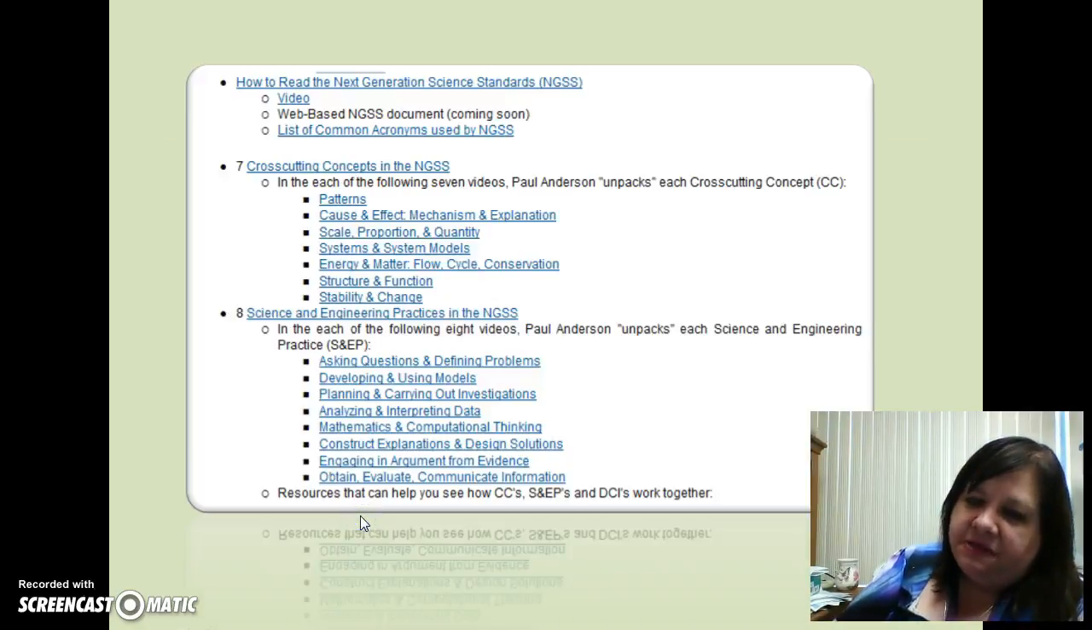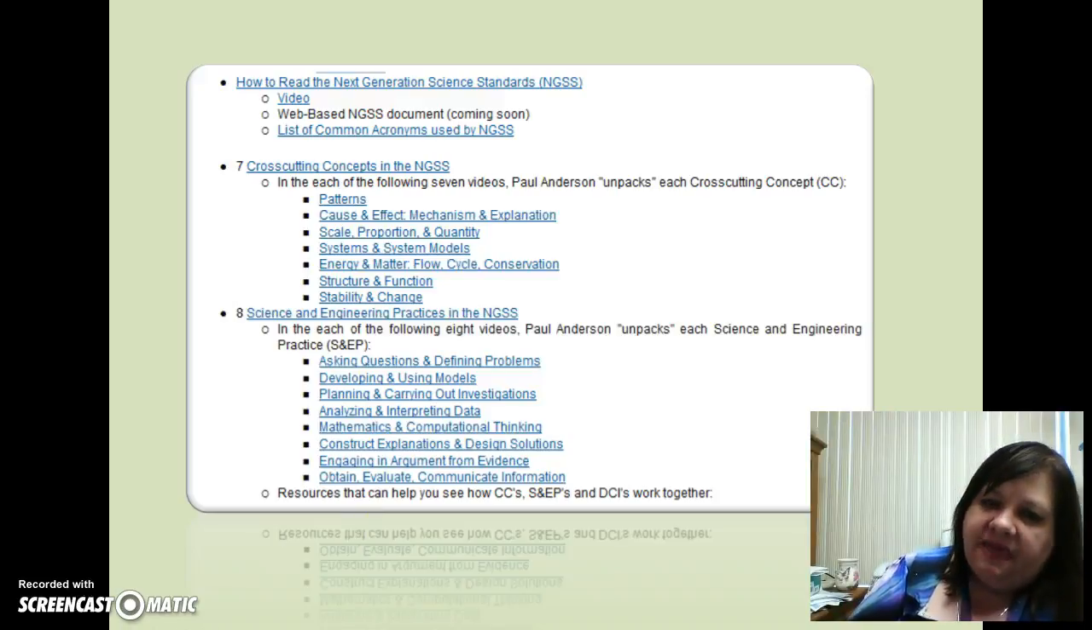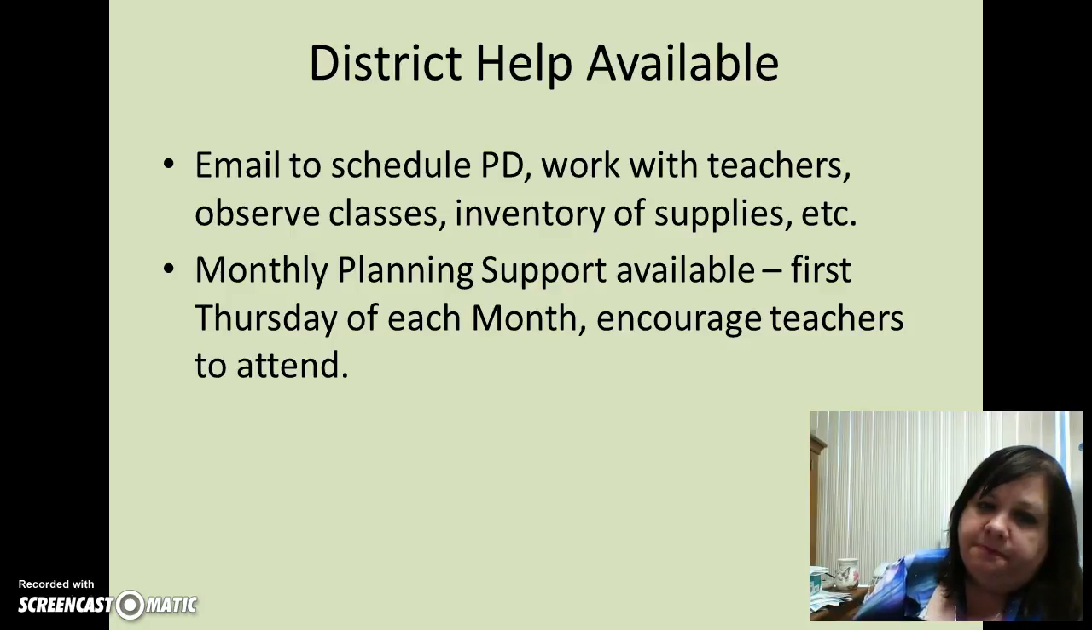And then there's this Lewis Center site, and what they've done is they've taken all the parts of the Next Generation Science Standards and they've broken them down into easy chunks. So you can go through and say, you know, you want to learn about the cross-cutting concepts, each one individually. You can click on those, and there's those videos by Paul Anderson, who is the Bozeman dude. So they're just much easier to find.